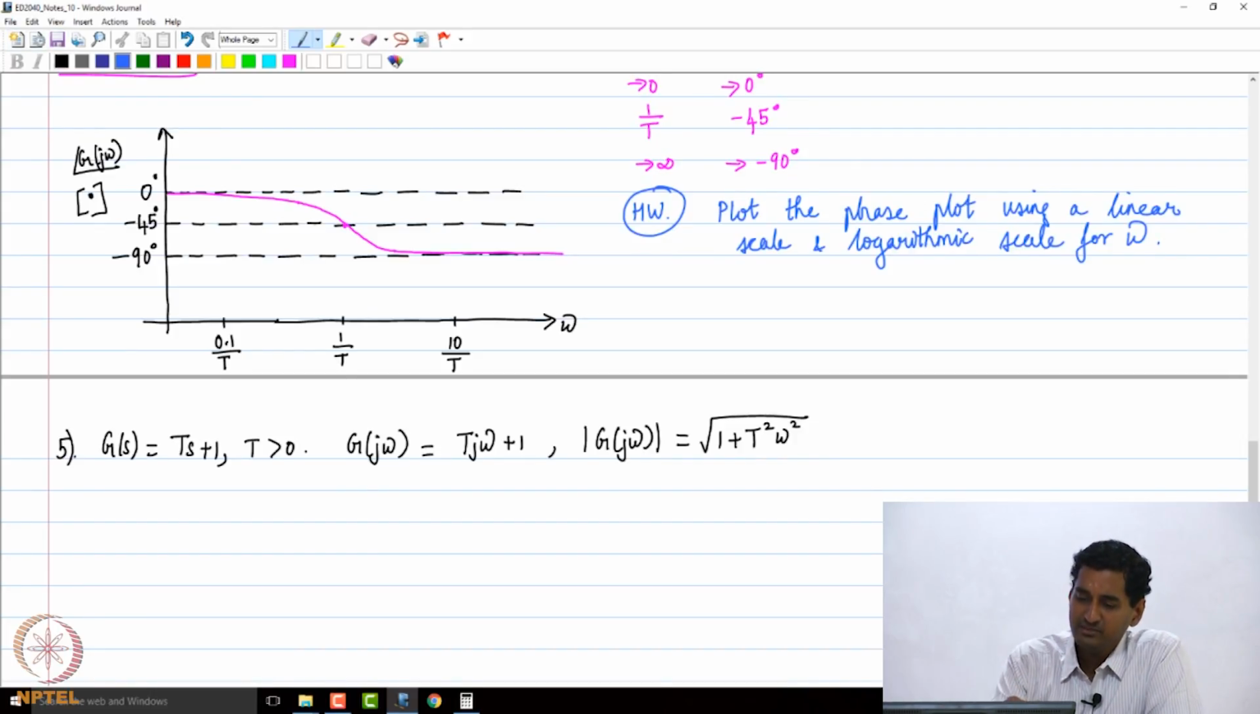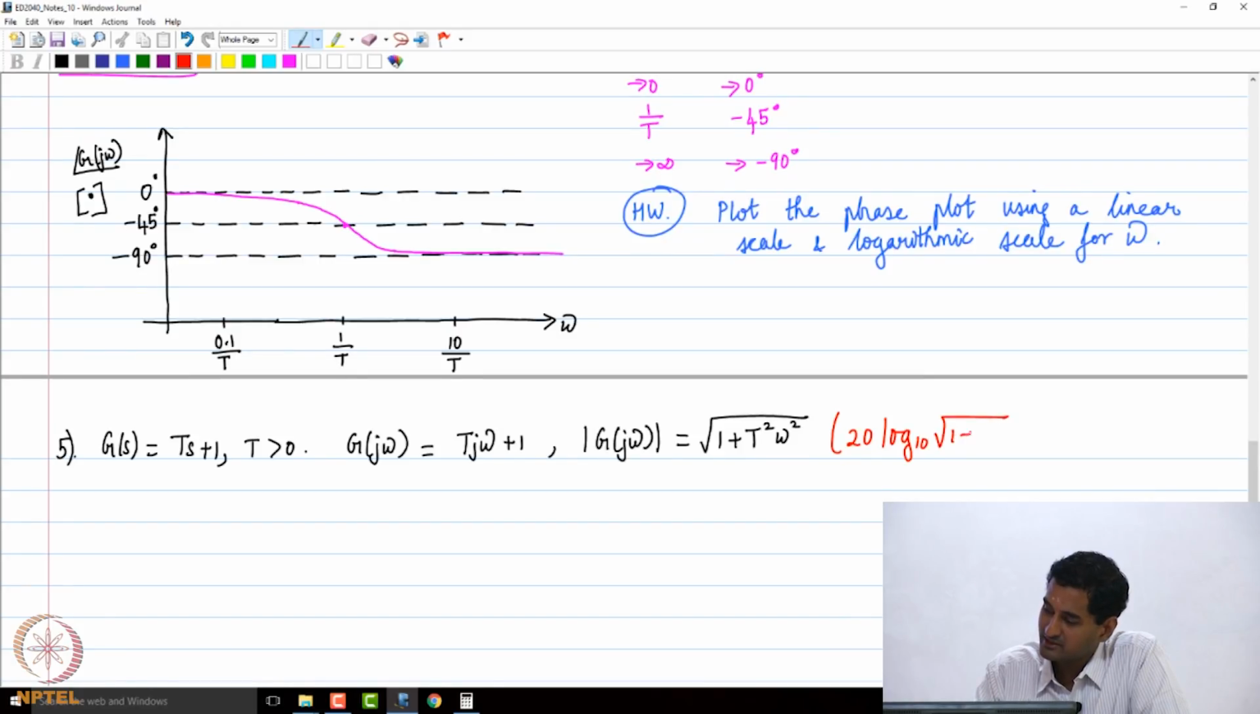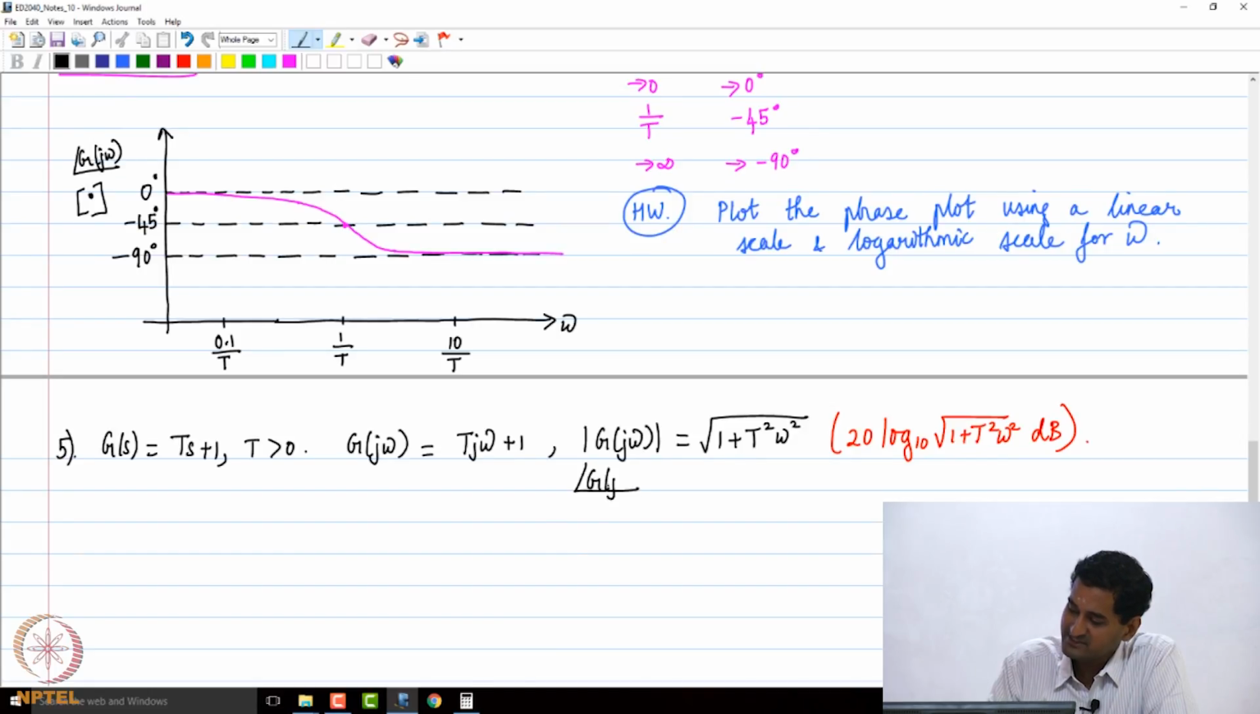So let's come back to the reciprocal. If G(s) is Ts plus 1, G(j omega) is T j omega plus 1, and the magnitude is going to be the square root of 1 plus T squared omega squared. In terms of decibels, it's just going to be 20 log of the square root of 1 plus T squared omega squared, right? So what about the phase of G(j omega)? It is going to be just tan inverse of T omega.